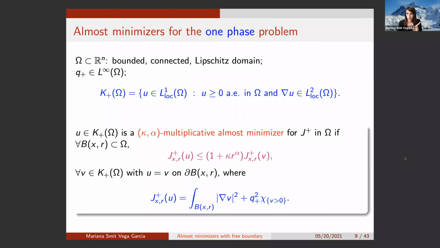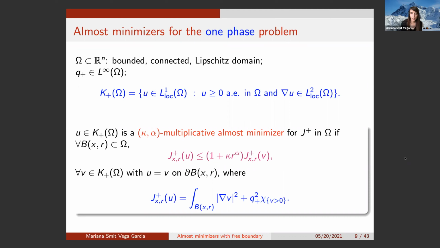Now, what is the definition of this almost minimizer? So I'm going to start by including this κ_α, and we're going to see that this appears in the definition. And I will also say that I have a multiplicative almost minimizer, because what has to happen is the following. I need to be able to compare the energy of my candidate u, almost minimizer, with the energy of any other function v, defined in a ball inside of my domain, which coincides with u on the boundary of that ball. So if I didn't have this term plus κr^α, I would say that my u is a local minimizer. Because I'm allowing myself to have an error, and this error depends on the radius of the ball in which I'm comparing the two energies, we say that this is an almost minimizer. And because the term here is a multiplicative term, we call this a multiplicative almost minimizer.